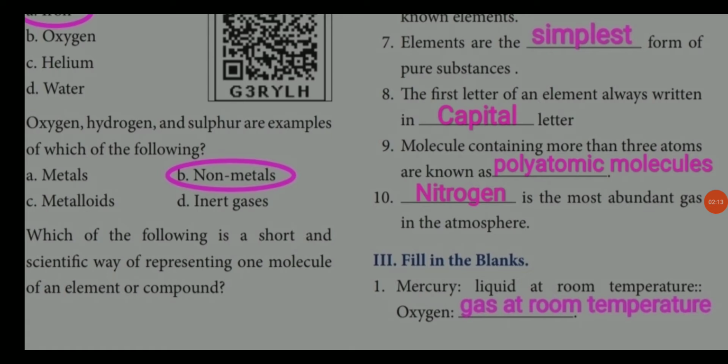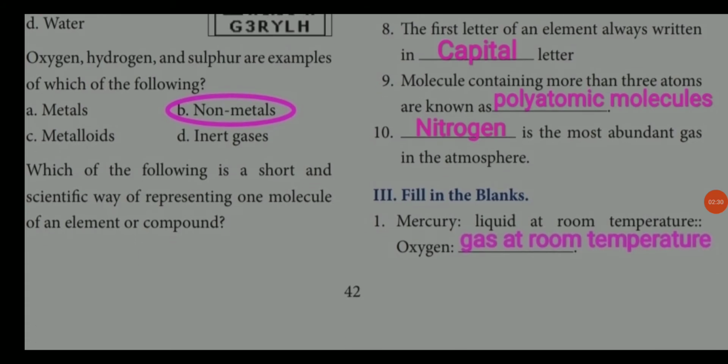Eighth one, the first letter of the element is always written in capital letter. For elements with two letters, for example iron, first letter F is capital, E is small. So the first letter will always be in capital. Ninth one, molecules containing more than 3 atoms are known as polyatomic molecules. Tenth one, dash is the most abundant gas in the atmosphere. Abundant means it exists in large quantities. It is nitrogen.